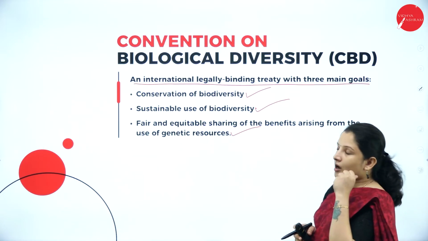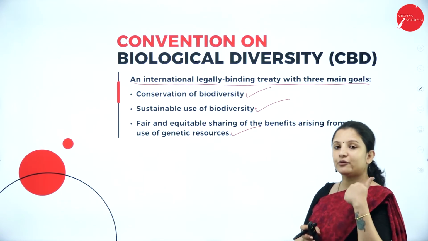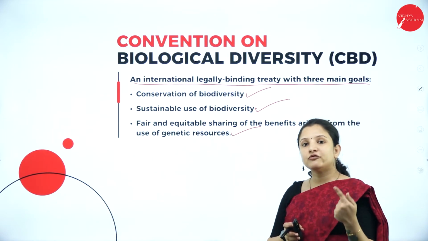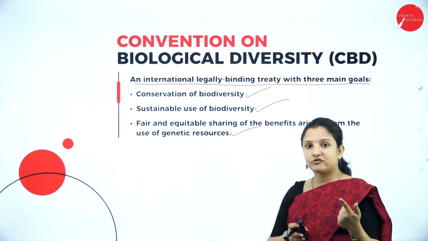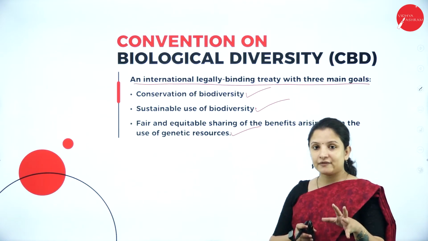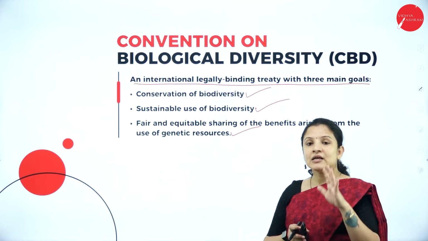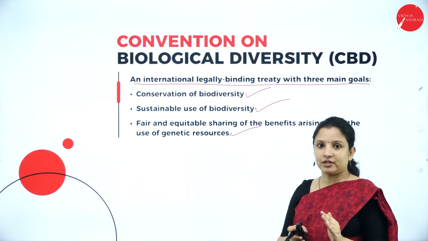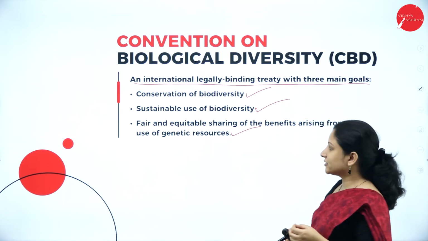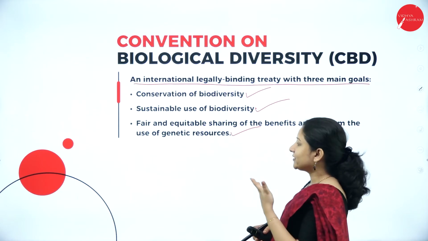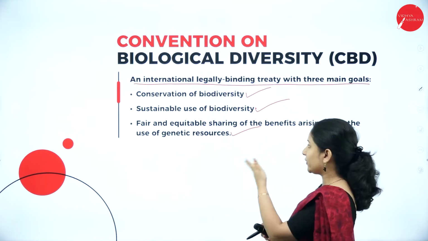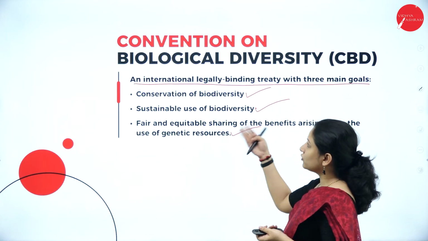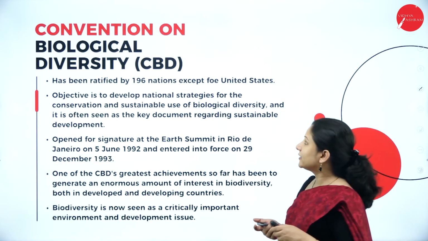One is they aim at conserving or protecting the biodiversity. Next is they aim at making sustainable use of biodiversity. So what is sustainable use of biodiversity? Using biodiversity logically in such a way that future generations can also use the biodiversity like how we are using it. That is sustainable use of biodiversity. Next is whatever genetic resources there are, they are fairly and equitably shared between different countries. So all these are the goals of the Convention on Biological Diversity.